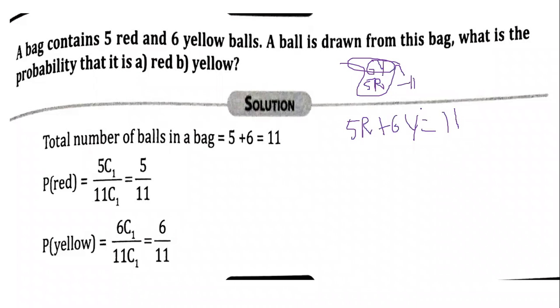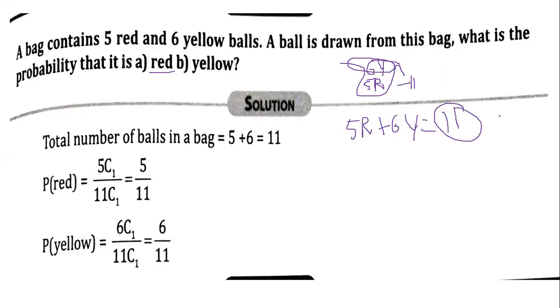Now randomly they will pick one ball from the bag. What is the probability of that ball being red in color? That is the first question. And again, if we randomly pick another ball, what is the possibility of it being yellow? So that is the next question. Now, firstly, we have to find the total number of balls, that is 11 balls.